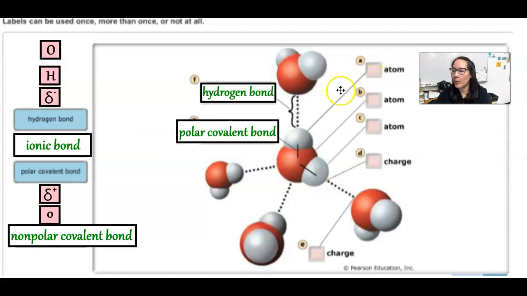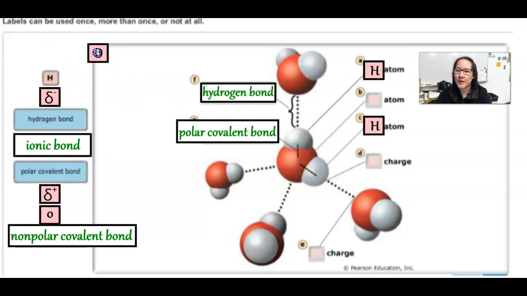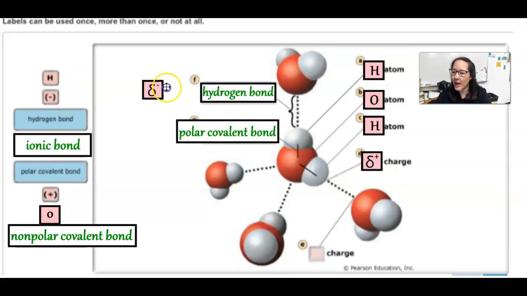Now let's look over here. Which atom is this in gray? That is a hydrogen atom. And look, here's another one in gray. That is the other hydrogen atom. So we have the two hydrogens, and then this red is going to be the oxygen atom. So there's our H2O. Now, what is the charge on the hydrogen? The hydrogen is going to have a partial positive charge because it is less electronegative than the oxygen, which is going to have a partial negative charge. So that squiggly symbol, which is a lowercase delta, means partial.